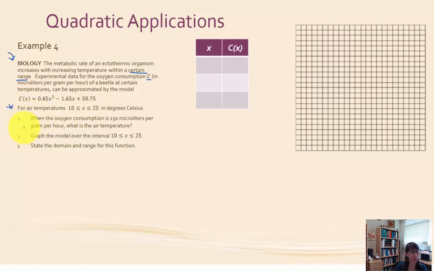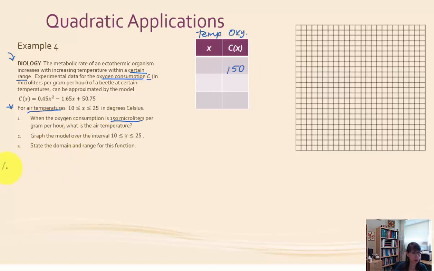Let's look at question 1. When the oxygen consumption is 150 microliters per gram per hour, what is the air temperature? So let's go back to the table and figure out what these variables really represent. C is oxygen consumption, and notice how x is used for air temperature. So if we have a given value of oxygen consumption, that means 150 is the output. Make sure you're using 150 for the correct variable.